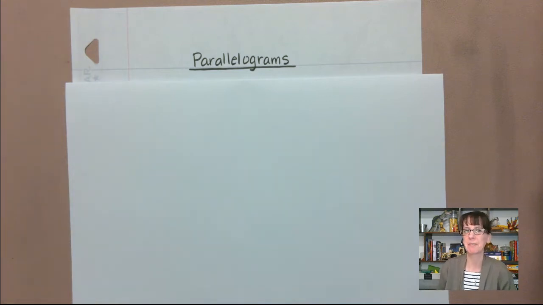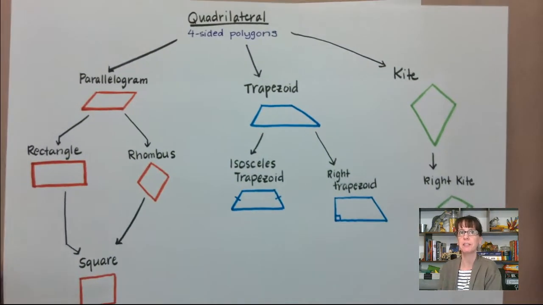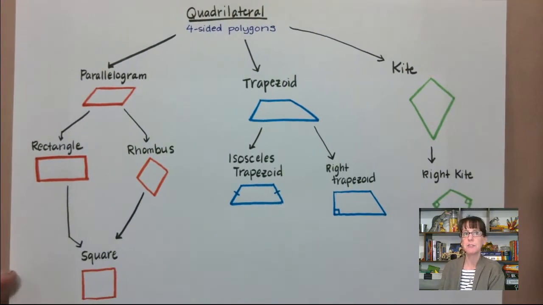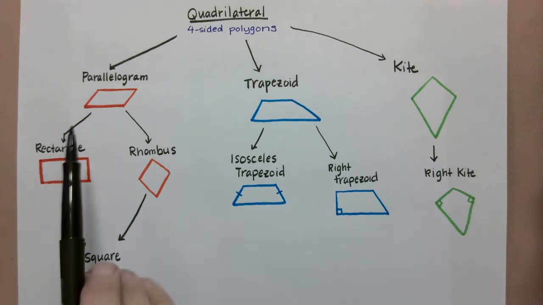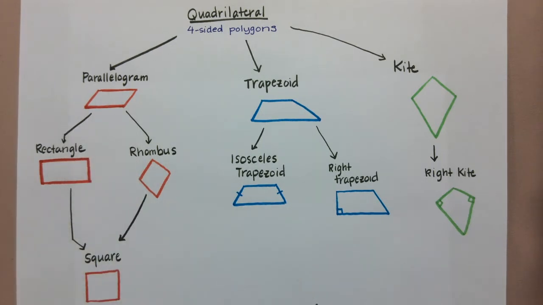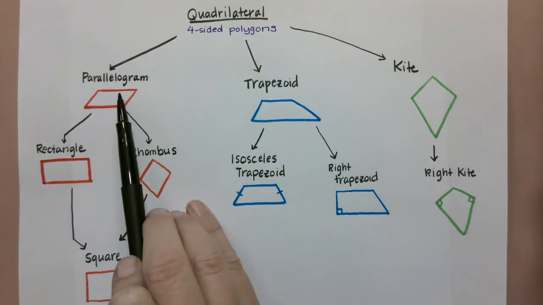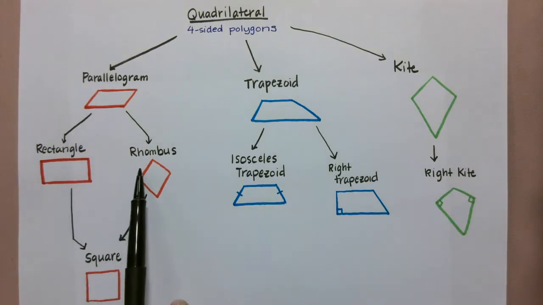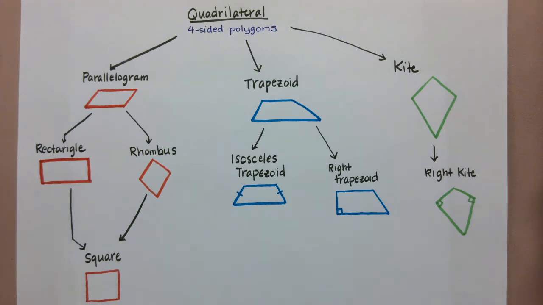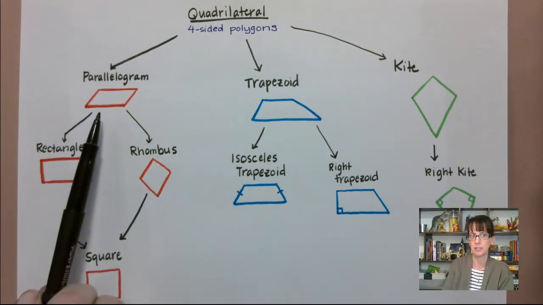Hi friends, welcome back. Today we're talking about parallelograms, and parallelograms are a type of quadrilateral. Before we go any further, I'm going to give you this lovely flow chart that demonstrates what each of these quadrilaterals are. Quadrilaterals are four-sided polygons, and some quadrilaterals are parallelograms, some are trapezoids, some are kites. Some parallelograms are rectangles, rhombi, and some are squares. Today we will be talking about this parallelogram.